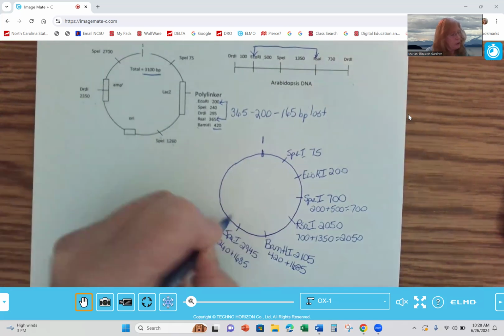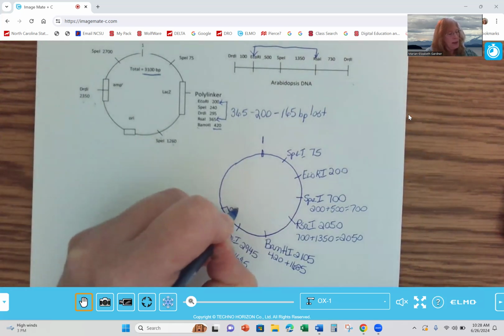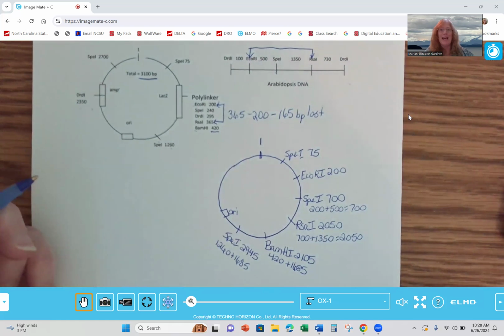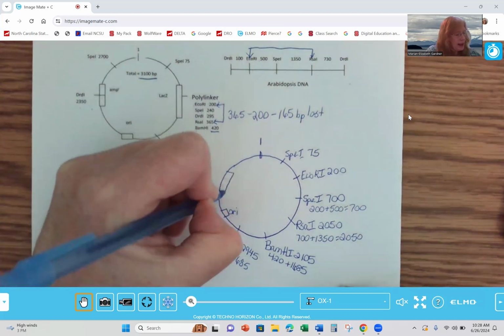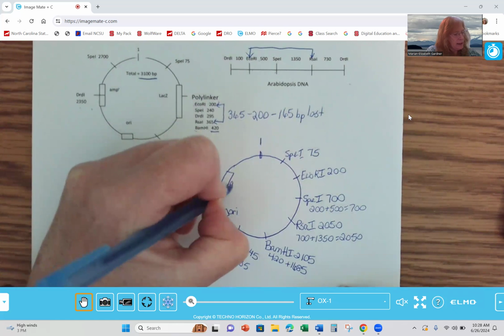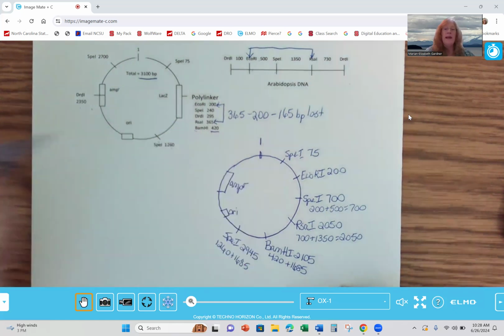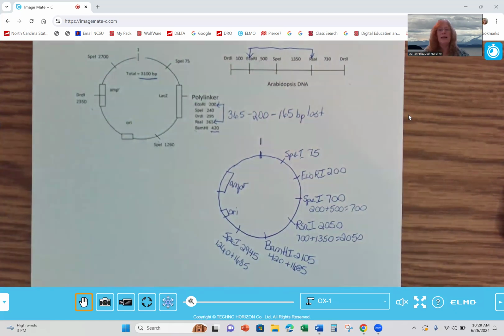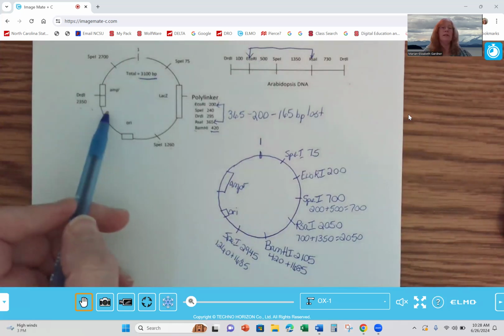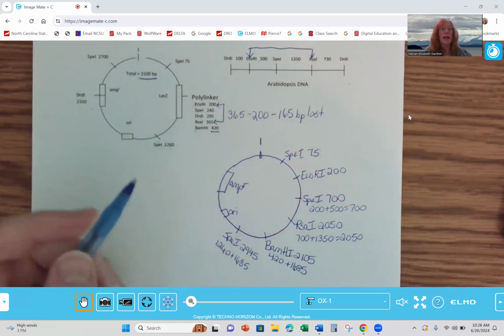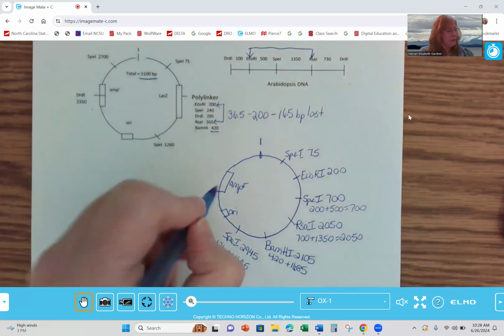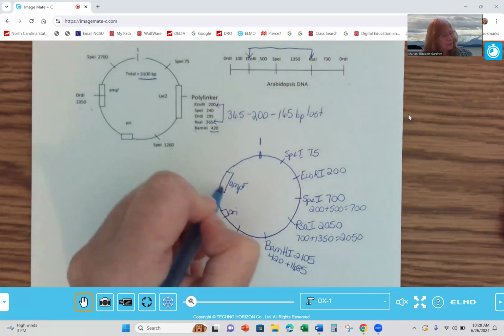And let's see, now we have an origin. This ORI is important. That's the origin of replication, so that the vector can replicate in the bacterial cell. And up here, we're going to have an ampicillin resistance gene. And that ampicillin resistance gene is very important also. It's used as a selectable marker so that only cells that took up a plasmid, whether it was the original or the recombinant, will actually be able to grow on the selective media that contains ampicillin.